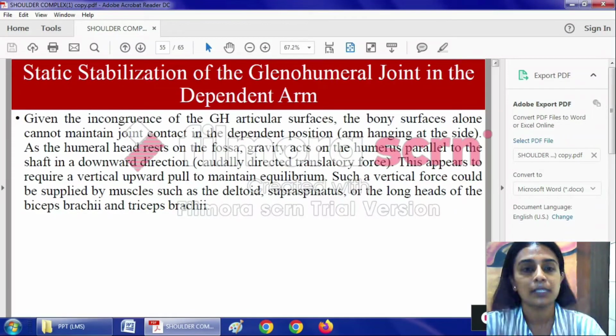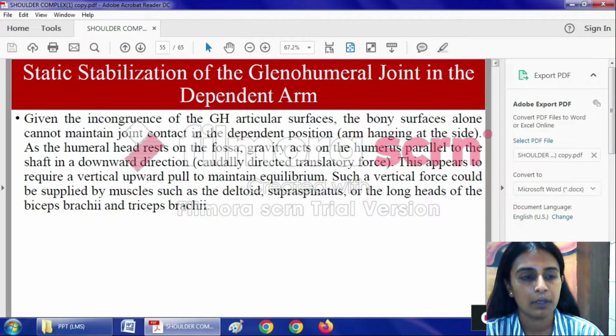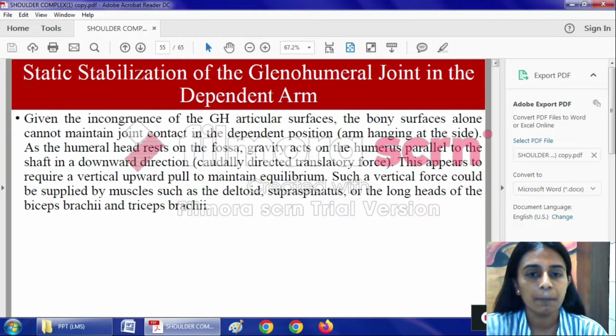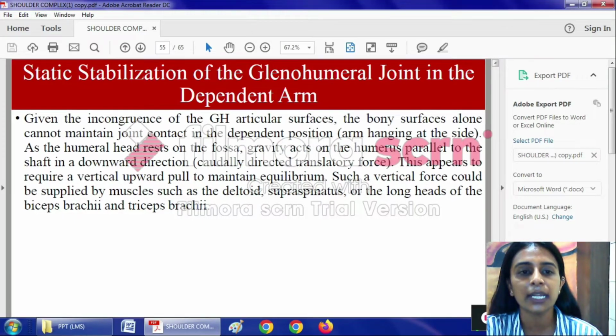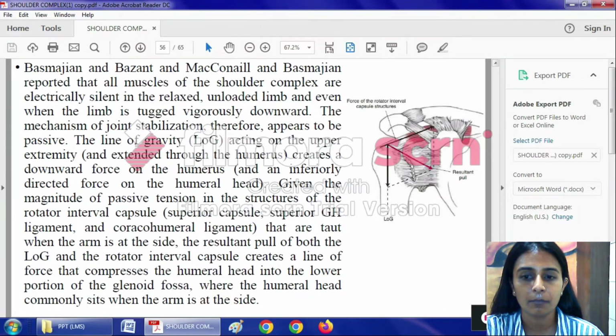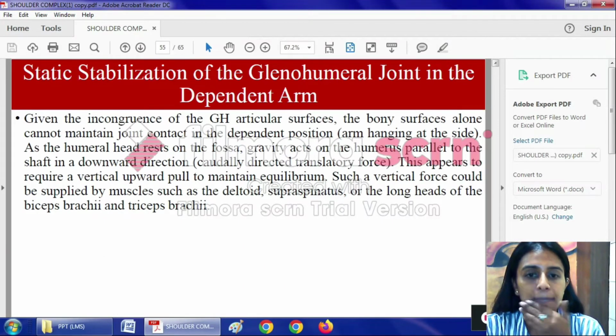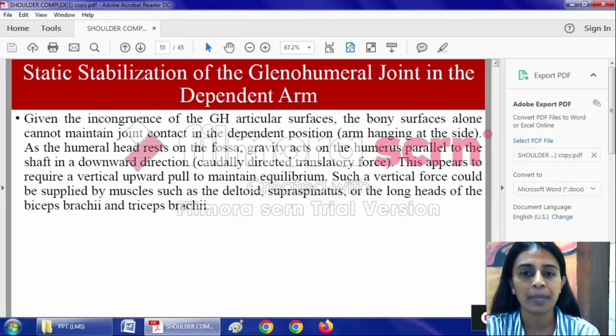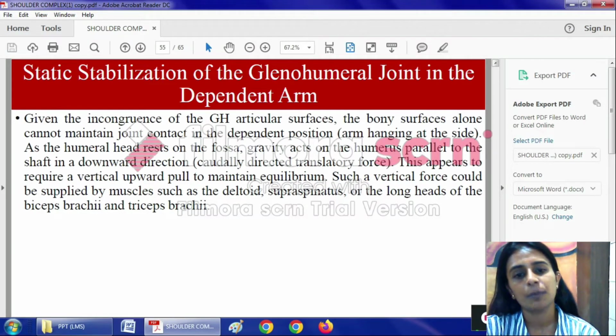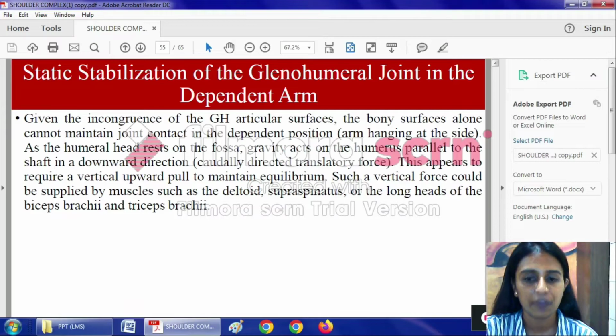Now, static stabilization of the glenohumeral joint in the dependent arm. Given the incongruence of the GH articular surfaces, the bony surfaces alone cannot maintain joint contact in the dependent position. As the humeral head rests in the fossa, gravity acts on the humerus parallel to the shaft in a downward direction. This appears to require a vertical upward pull, and such a vertical force could be supplied by muscles such as the deltoid, supraspinatus, long head of the biceps brachii and triceps brachii.